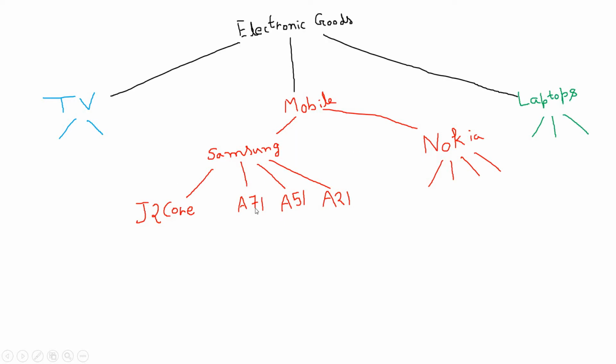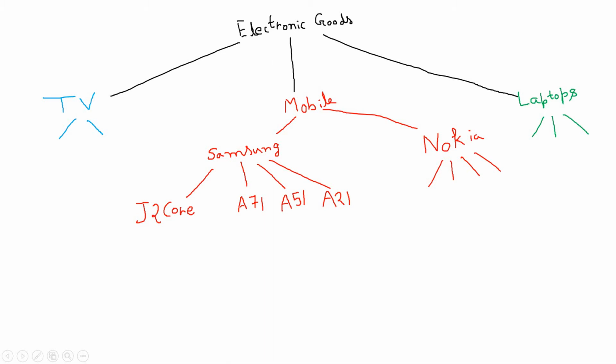So as a result, this is also one kind of clustering formed, but it is tree shaped in nature. These are basically the leaves: J2 Core, A71, A51, A21 and the Nokia smartphones. Then we group the Samsung ones into one particular category because they have similar properties. Nokia phones have similar properties, so we have grouped them. We have seen that Samsung and Nokia phones have some similar nature, so we have again grouped them and formed one new category, mobile. The same we have done for TV and laptop, and we have seen that all these have some common features which are present in electronic goods. We have categorized the whole thing as electronic goods.